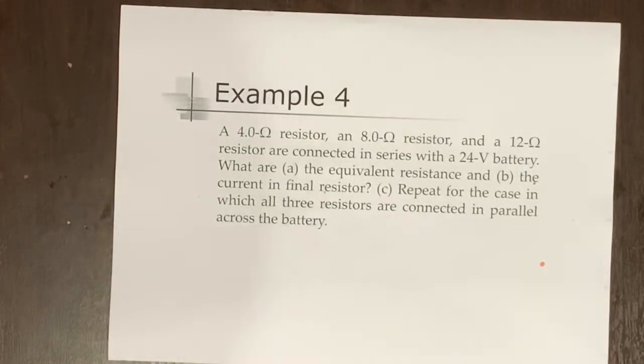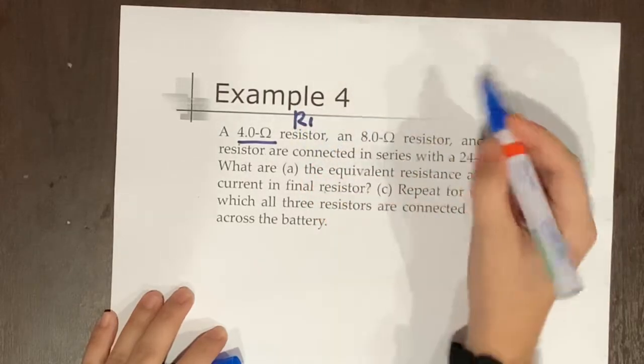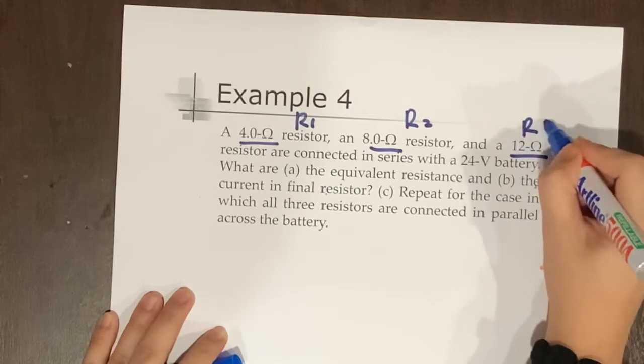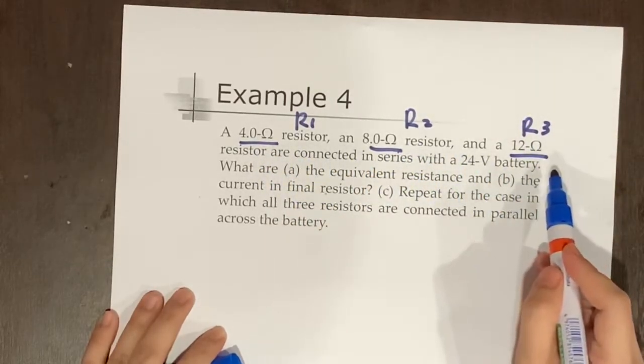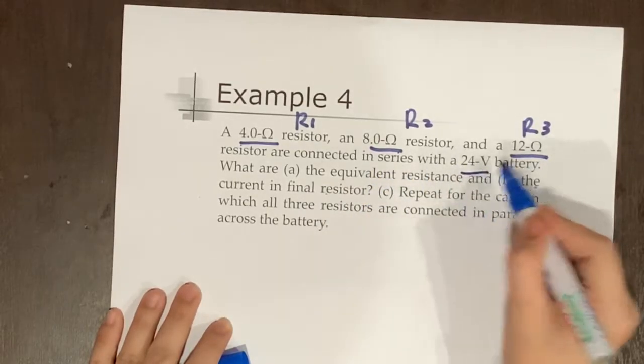Okay, we continue with example 4. A 4 ohm resistor, an 8 ohm resistor, and a 12 ohm resistor are connected in series with a 24 volt battery. So how many resistors do you have here? 3. Very good. Here will be R1, here R2, here R3. The unit is ohm.